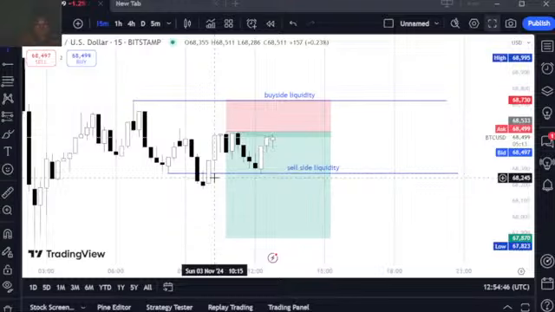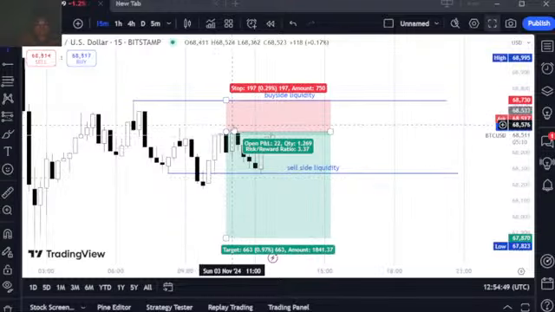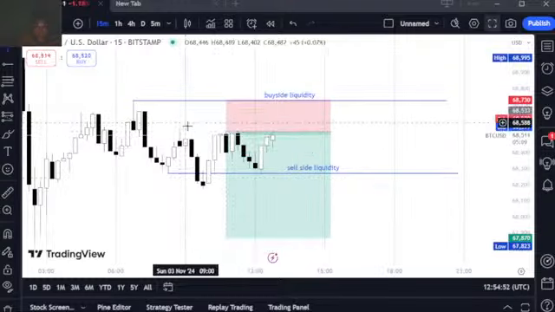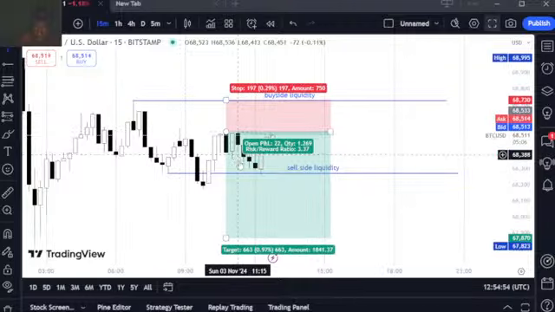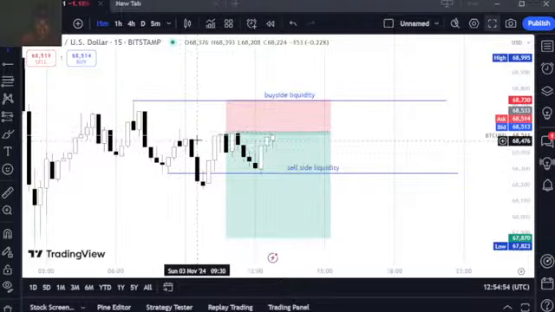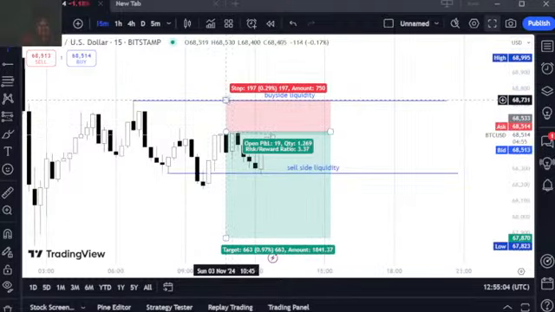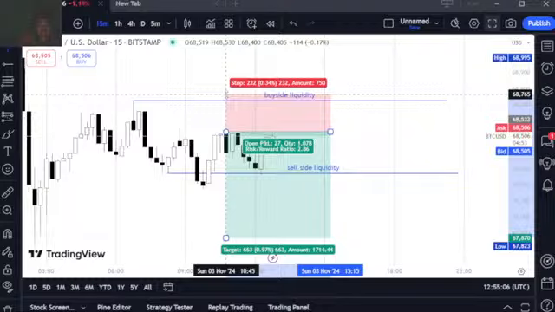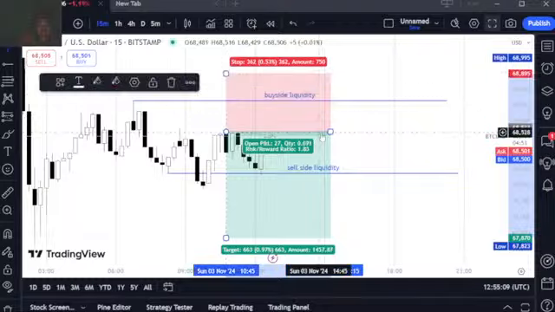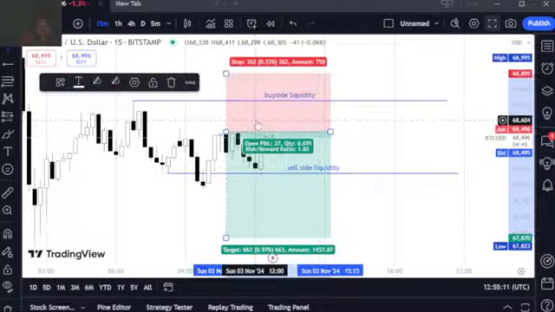So we are waiting for a perfect confirmation. I knew price would come here to sweep liquidity before going down, as I said earlier on. Which means I'm beating this setup perfectly.